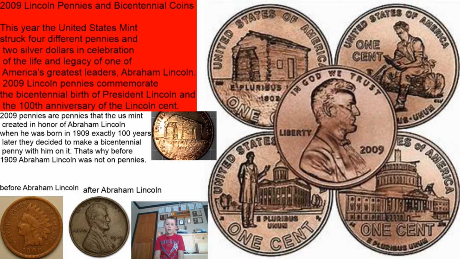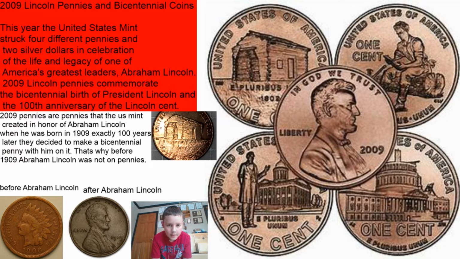And so when Abraham Lincoln was born in 1909, for example, a wheat penny, which I have shown down there, 1909 with Lincoln on it, or Abraham Lincoln, and the other one, my example, is 1906. So that was just before Abraham Lincoln was born.